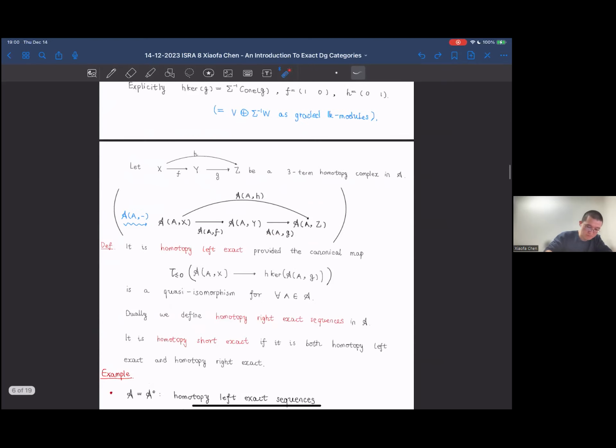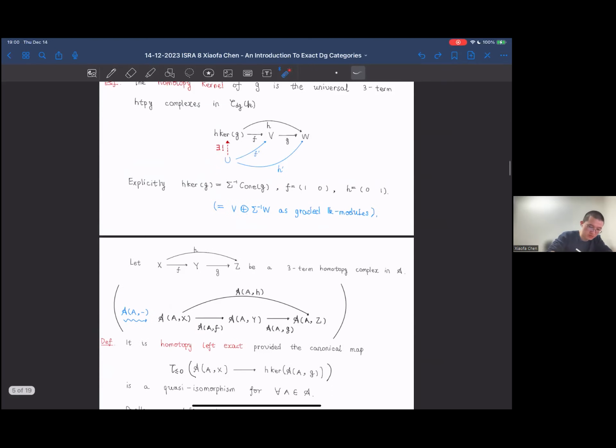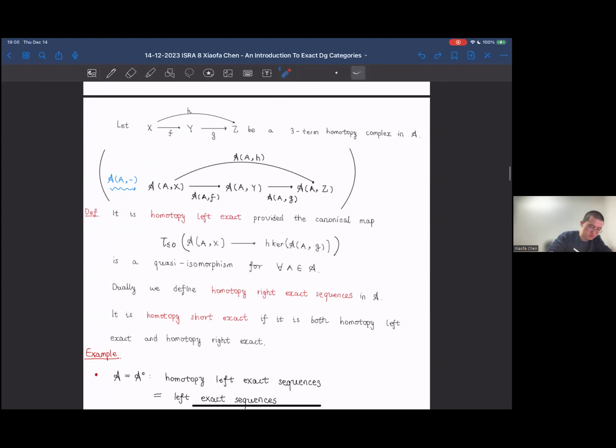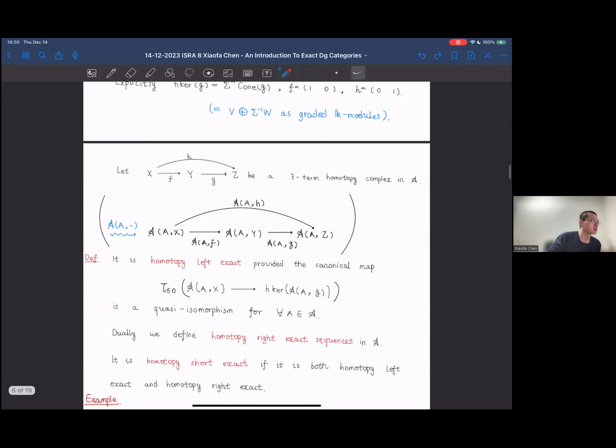Okay, and now this three-term homotopy complex is homotopy left exact when the truncation tau less or equal to 0 of this unique map is a quasi-isomorphism of complexes for any A in the DG category A. So we leave it as an exercise to translate this quasi-isomorphism into a diagram chasing style.